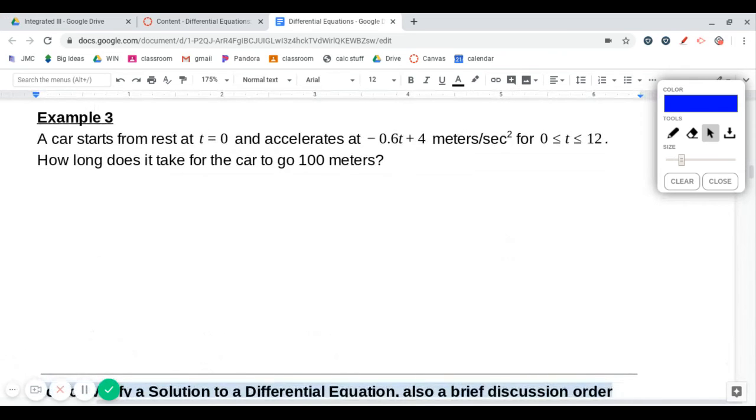So example 3. A car starts from rest at t equals 0 and accelerates at negative 0.6t plus 4 meters per second squared from 0 to 12 seconds. How long does it take for the car to go 100 meters? Alright, so we know the acceleration function: negative 0.6t plus 4.